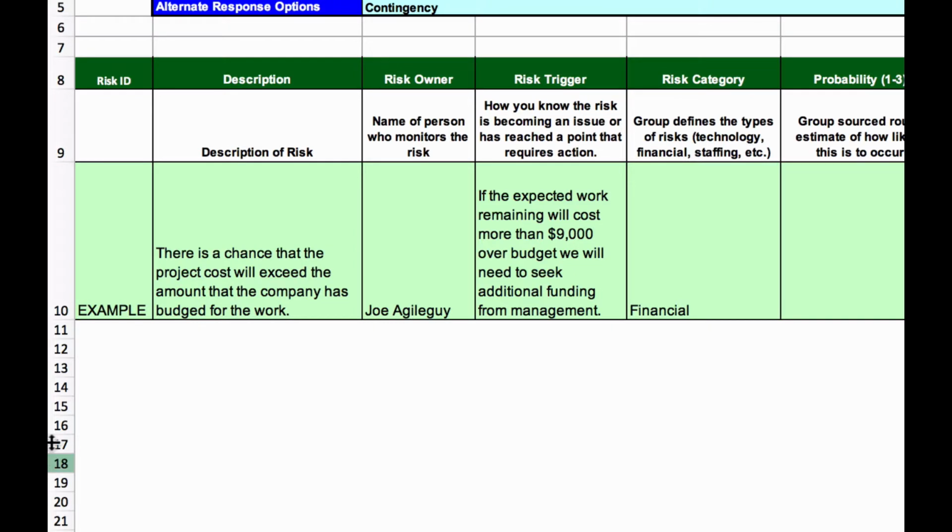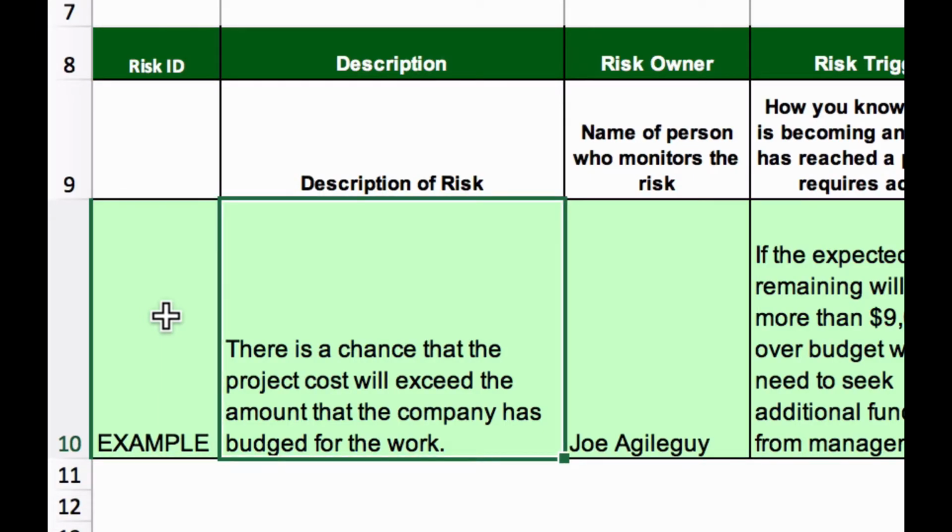So now I'm going to go through the different boxes on the screen. Every risk gets an ID number, and that way it's an easy way for people to refer to it. We'll capture some kind of description. In this example, there's a chance the project cost will exceed the amount of money we have budgeted for the work. It's important to assign the risk to a person. So we want to have somebody who's going to be on the hook for paying attention to this thing. So who's going to monitor the risk?